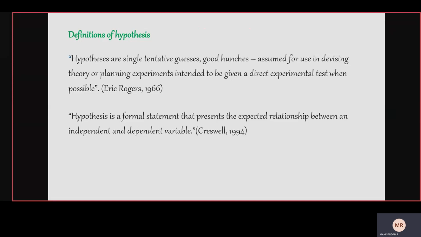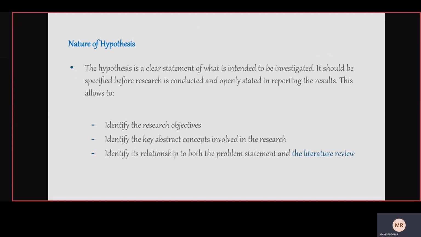Next, the nature of a hypothesis. A hypothesis is a clear statement of what is intended to be investigated. It should be specified before the research is conducted and openly stated in reporting the results. The following are the main parts of the research hypothesis. Number one, identify the research objectives. Second, identify the key abstract concepts involved in the research. Next, identify their relationship to both the problem statement and the literature review. How can it be interrelated to the problem statement and the literature review? These are the three steps to frame the research hypothesis.